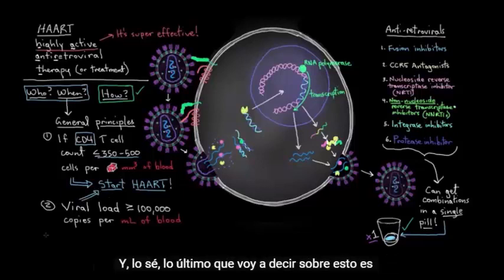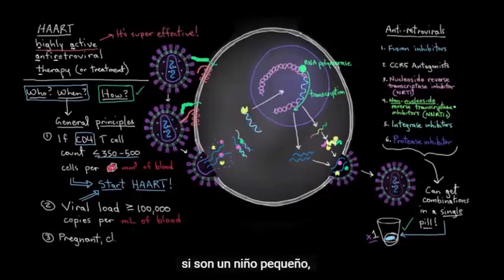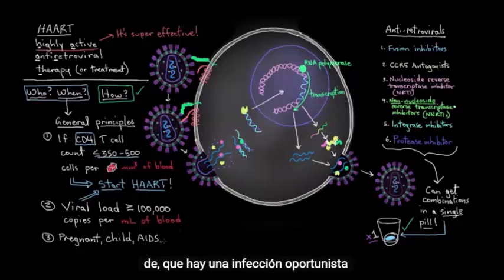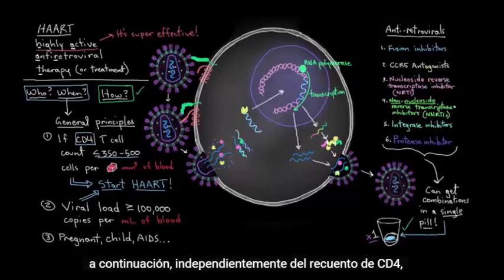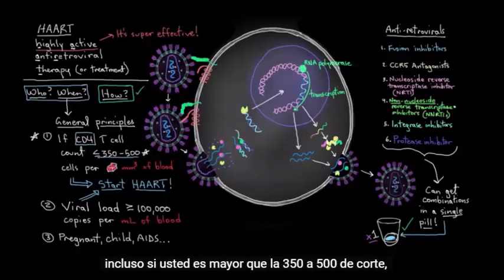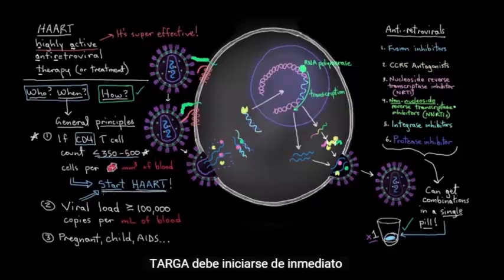And I guess the last thing I'll say about this is if a person is pregnant, if they're a young child, if they've progressed to AIDS, or if there's an opportunistic infection or an AIDS-defining illness present, then regardless of CD4 count, even if you're higher than that 350 to 500 cutoff, HAART needs to be started right away to help your immune system recover as much as possible.